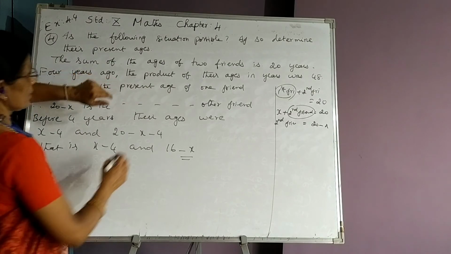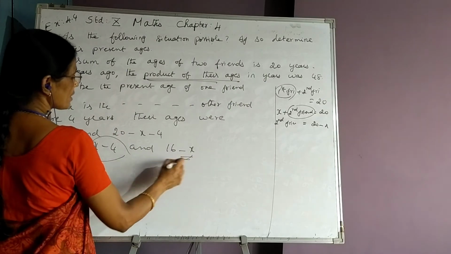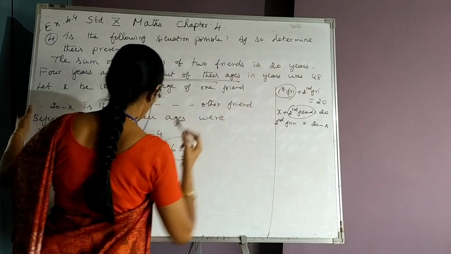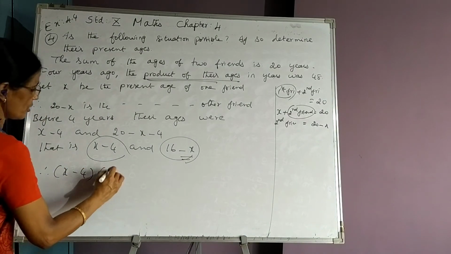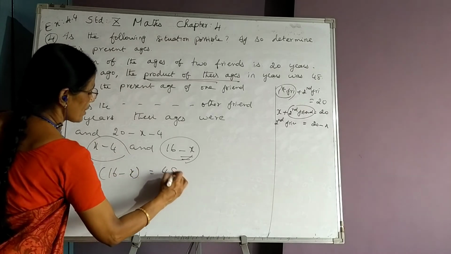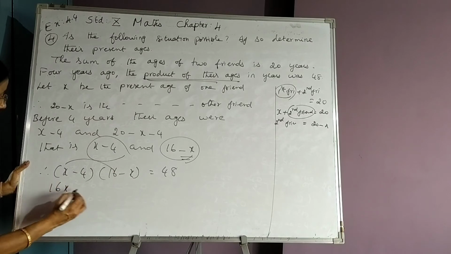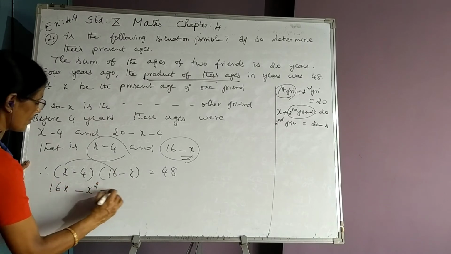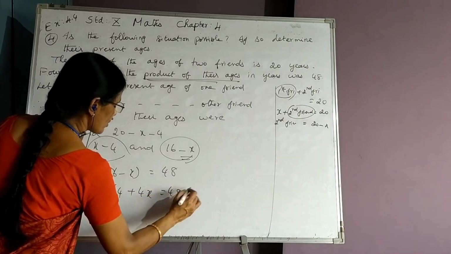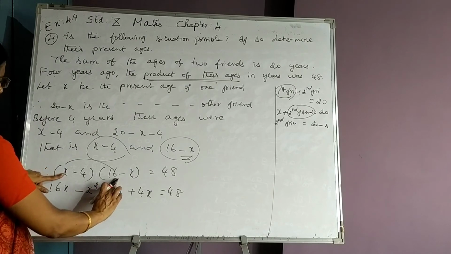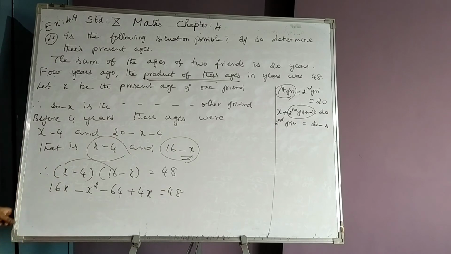Now it is given that the product of their ages, if we multiply these two, comes to 48. Therefore, multiplying, x minus 4 into 16 minus x is equal to 48. Multiplying, we get 16x minus x square minus 64 plus 4x is equal to 48.